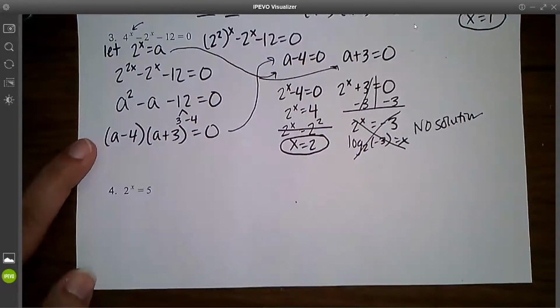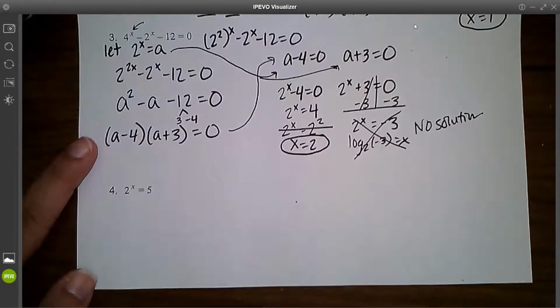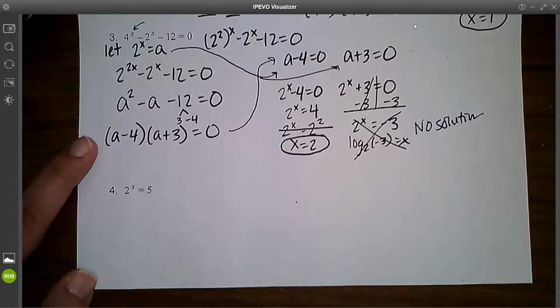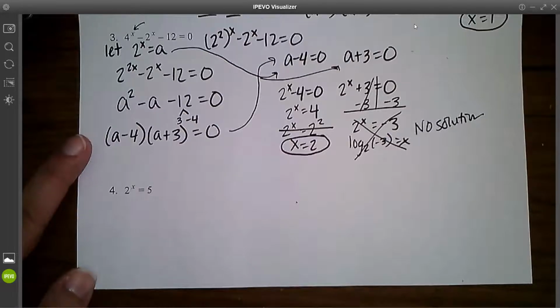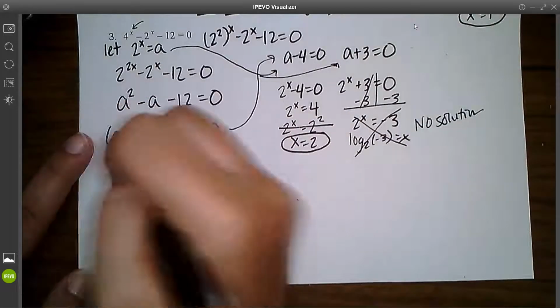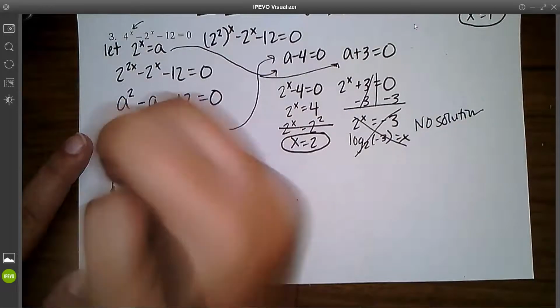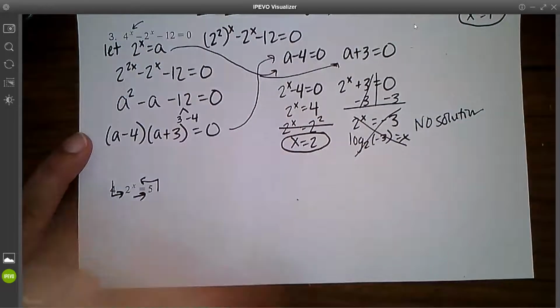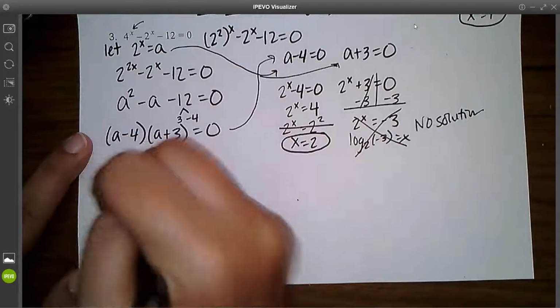So that's what we're going to do with number 4. We're just going to convert this to log form because I can't change the base of 5. 5 is 5. 5 is prime. It doesn't have any other factors. It's not a 2 to any power or anything like that. So I'm just going to convert it to log form. Log base 2 of 5 equals x.